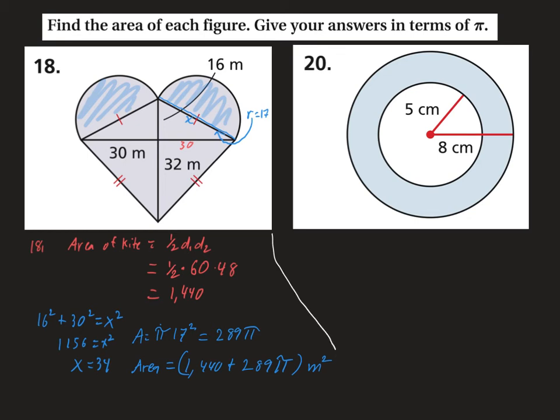Okay, let's look at the other one. So here what we're going to do is focus on finding the area of this whole circle and the middle part. So I'm going to focus on that first. So the area of the whole thing, it's pi times the radius squared. The radius is 8, so it'd be pi times 64, or let's call that 64 pi.